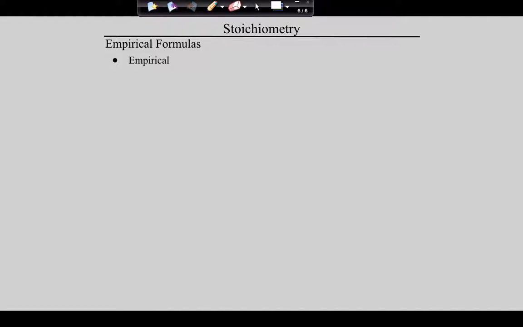So guys, the next thing after that are empirical formulas. This is worth writing down. So remember when you learned empirical formulas last year? If you don't, let me refresh your memory. You don't need to write this down.